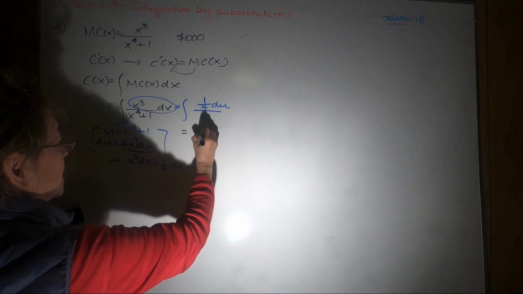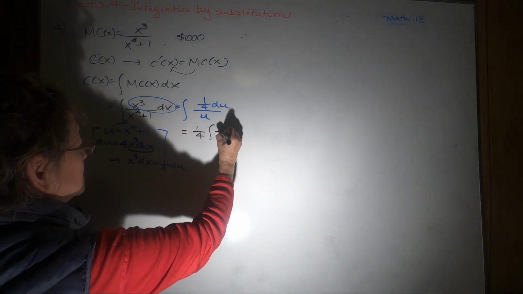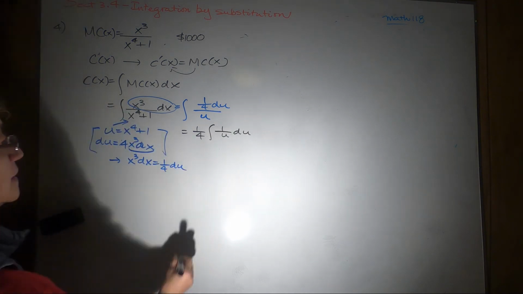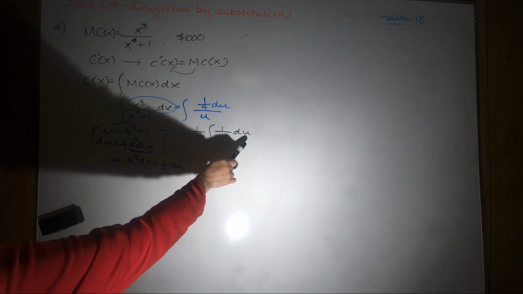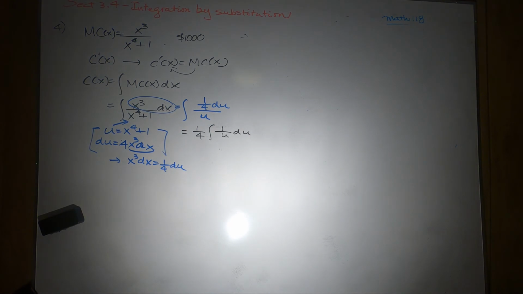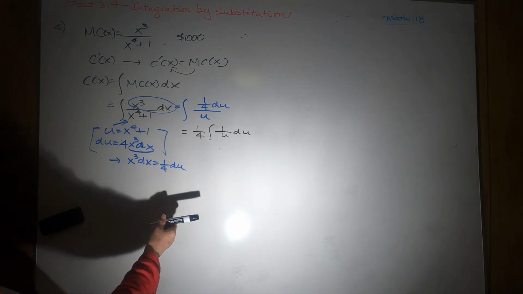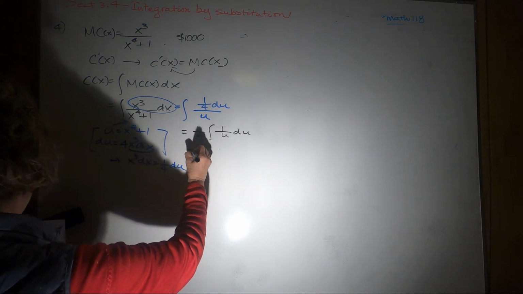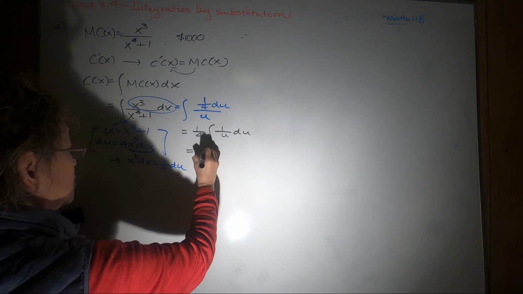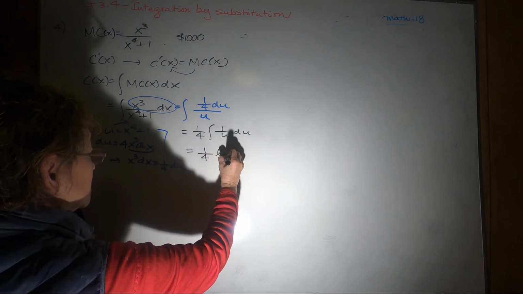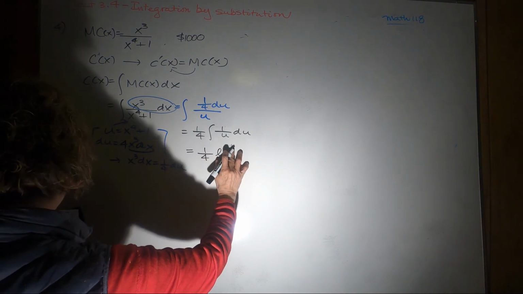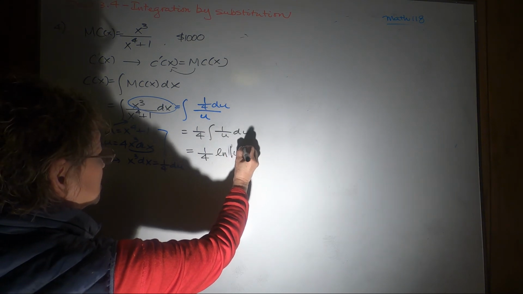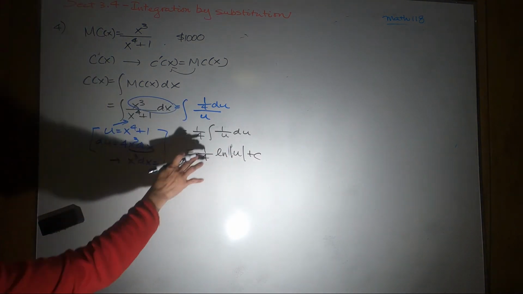After the substitution, what do we have? Take 1/4 out, we have 1 over u du, right? Then it becomes a simple integration. 1 over u, you know, the power is -1, so that's your log. So what do we have? We have 1/4 natural log of u plus c, right? Indefinite integral.